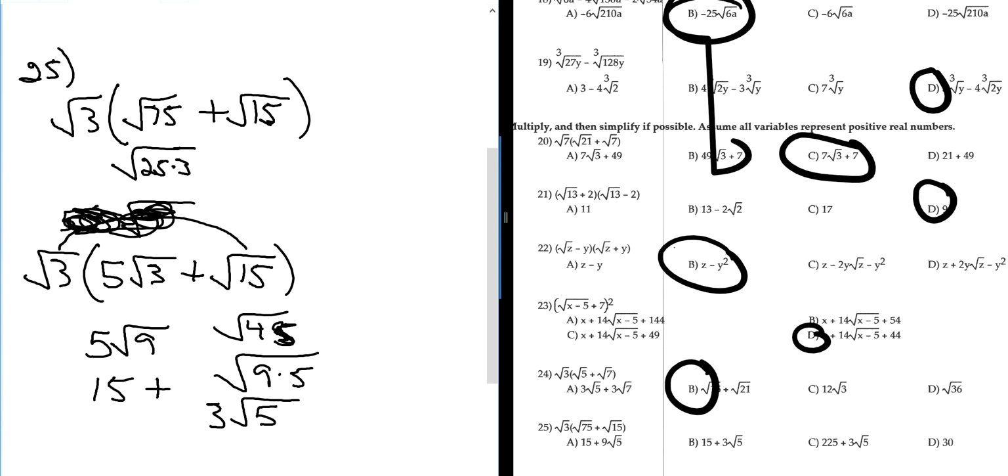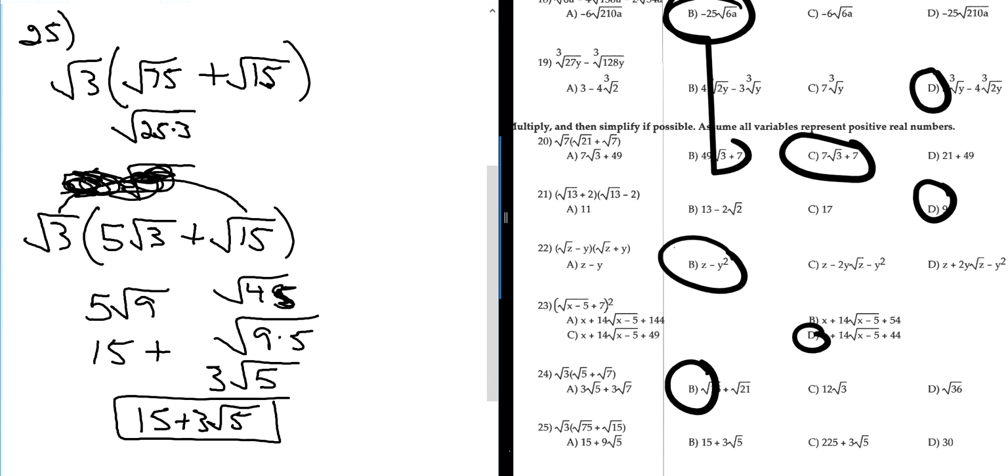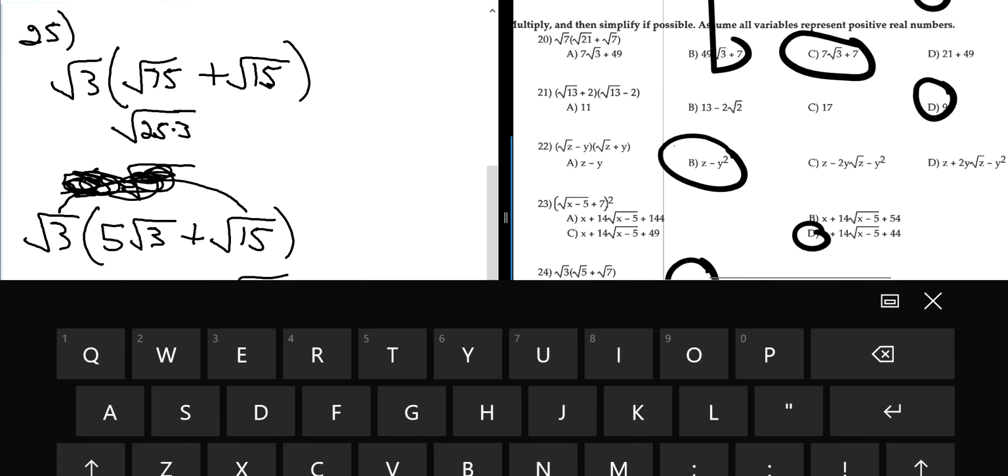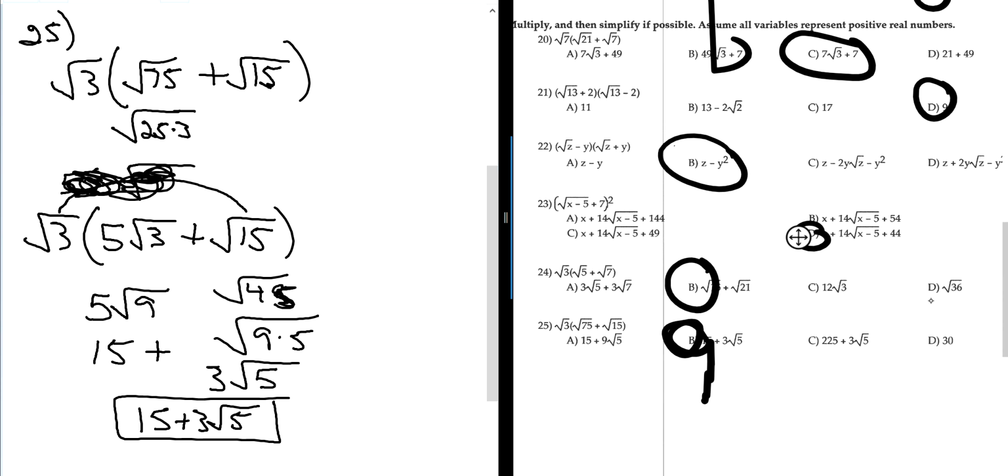And what does that mean? What does it all mean? I end up with 15 plus 3 root 5, if I did that right. And for 25 here, last one, I've got 15 plus 3 root 5. Ooh, looks like B here. All right, and that's number 25. And that's it. All right.